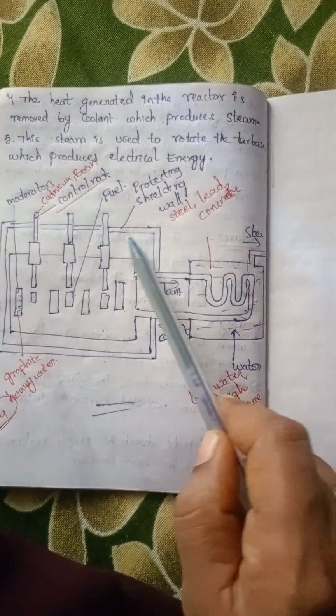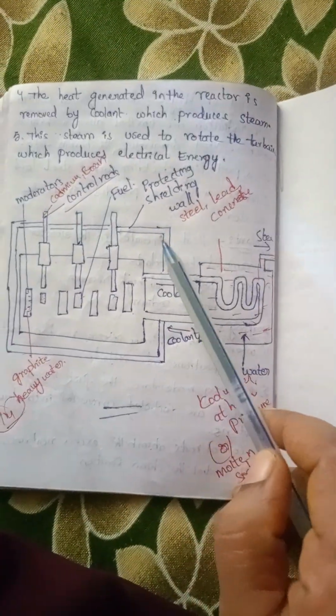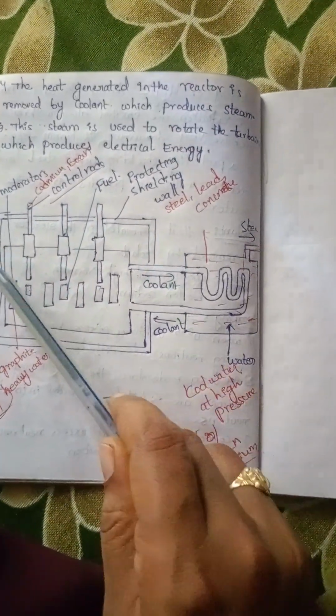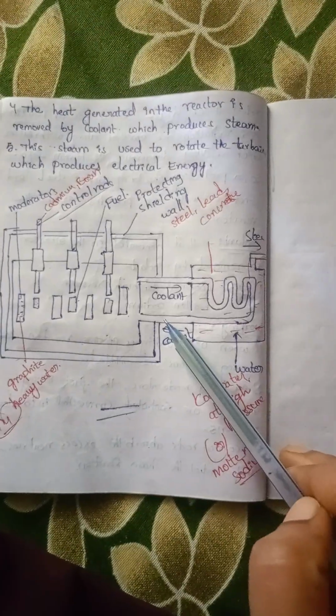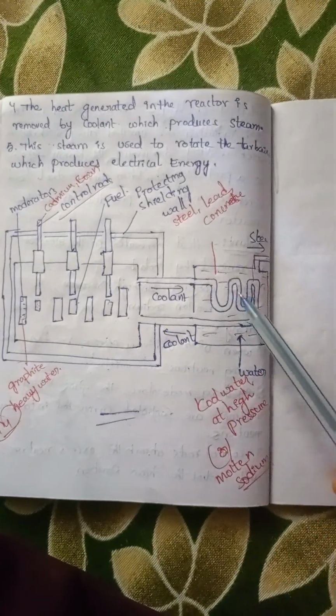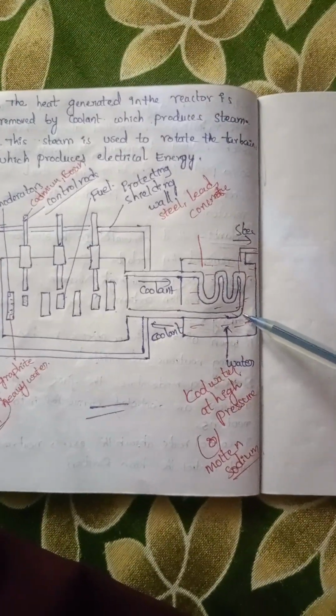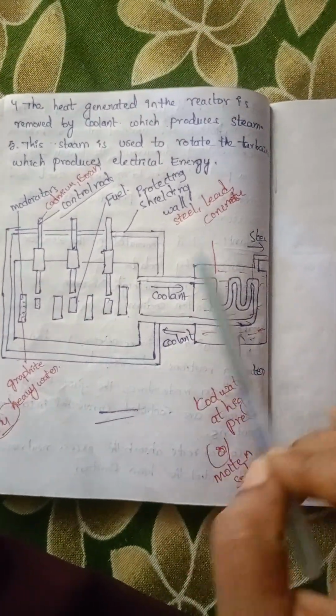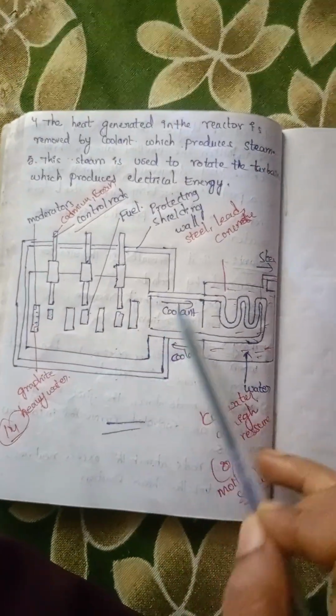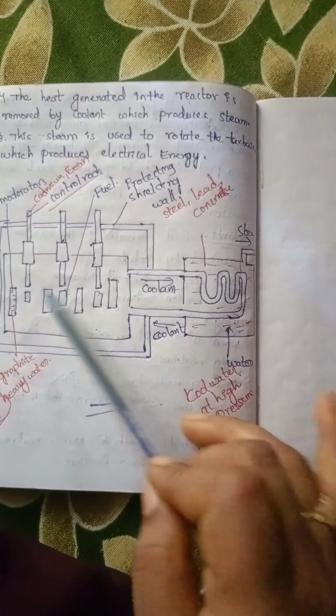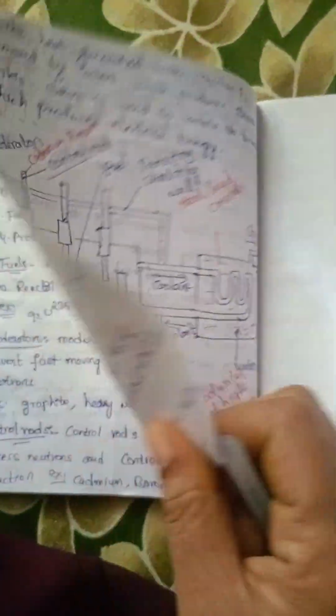Protective shielding: beta and gamma radiation are very dangerous to human life, so protective shielding is placed around the reactor. Coolant: water at high pressure and molten sodium are used as coolant. This is the nuclear reactor diagram and working process. Okay, thank you.